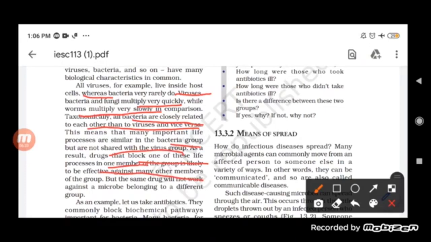So that's why if you are taking a medicine which is against bacteria, it will help in giving you prevention from that disease if the disease is caused by bacteria. But in the case of a virus, the same medicine will not work, because the metabolism, the kind of metabolism shown by the virus, is different. Okay, so somehow they are common and somehow they differ from each other.